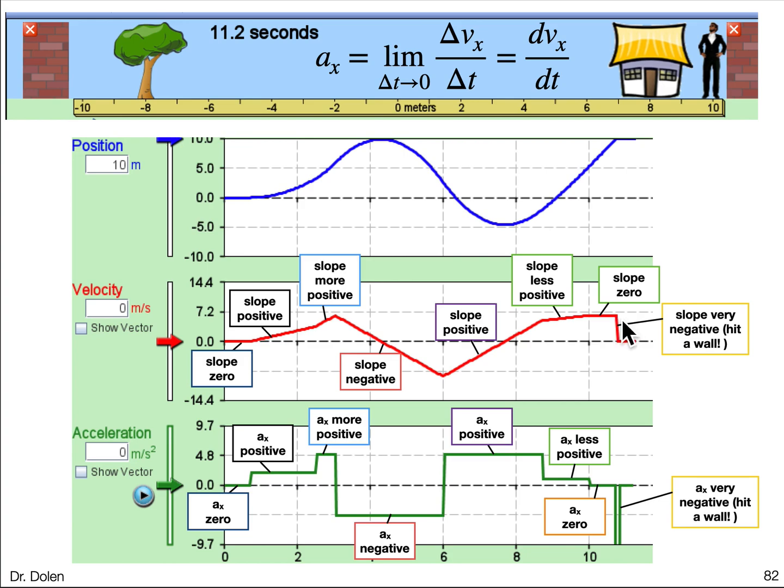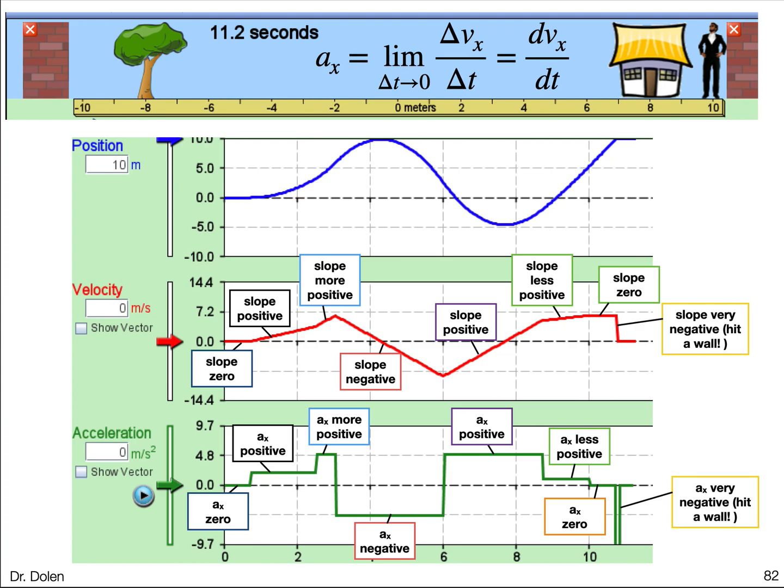and all of a sudden we hit the wall, and our velocity suddenly goes to 0, and you can see here we suddenly have a very negative acceleration. Right, that's what causes us to stop. We're hitting that wall.